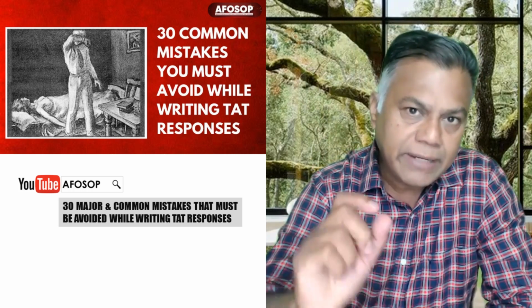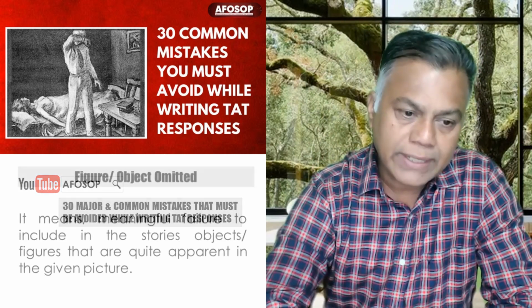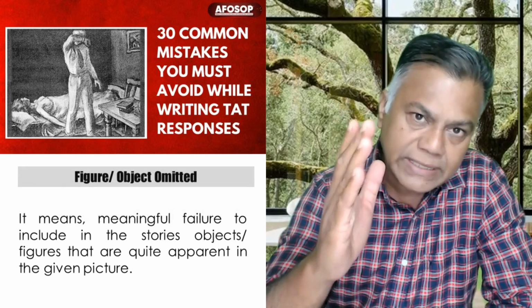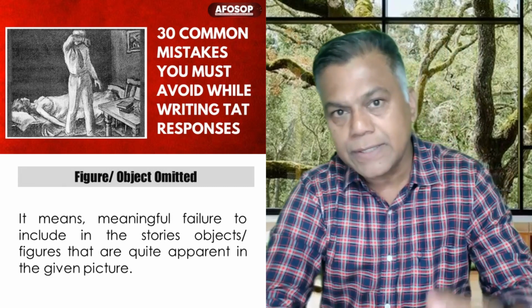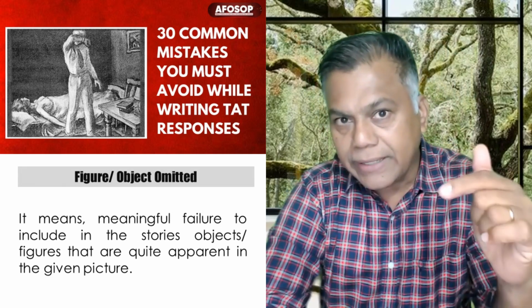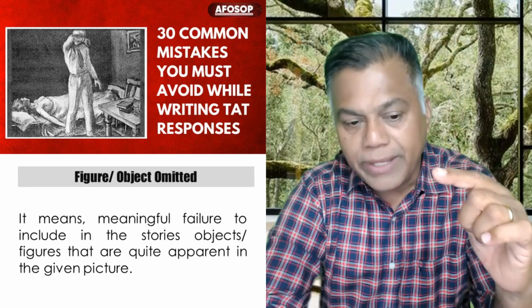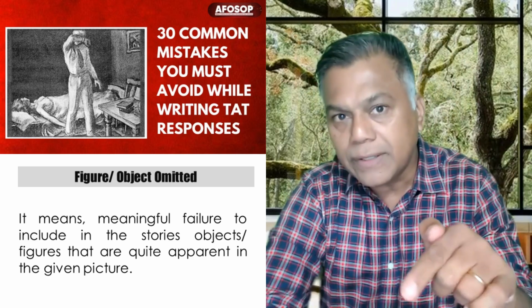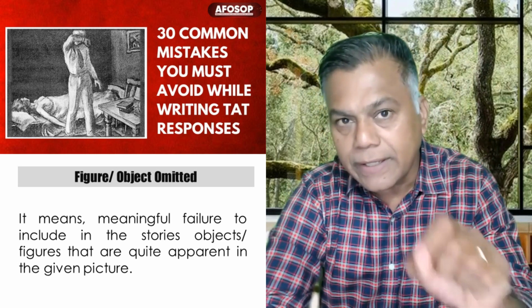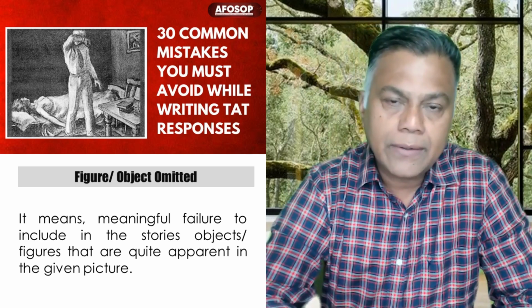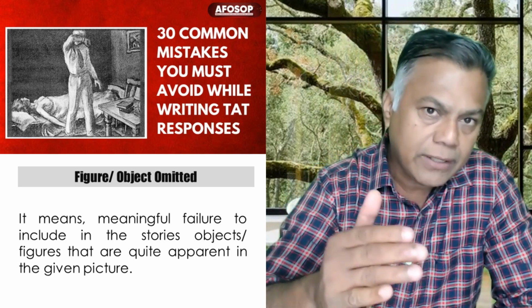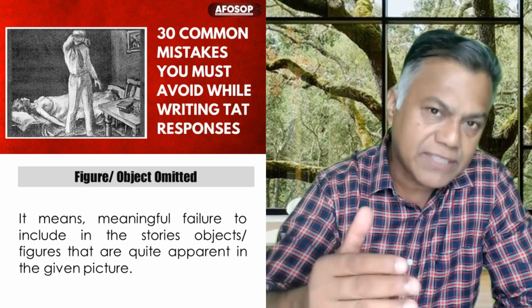There is a second mistake that many people make, and that is when a figure or an object is very clearly visible in the given picture by the psychologist. In the response, the candidate is not able to meaningfully include that figure or object in the story, right? And these figure oblique objects are very prominently visible.